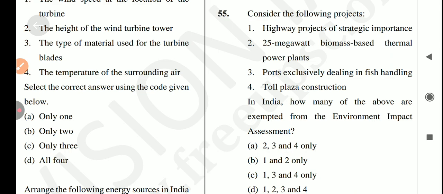Okay, and if we're talking about the environment impact assessment, it evaluates the likely environmental impact of a proposed project or development. This assessment also takes into account human health and socio-economic impact on the community living in the proposed project areas. And in 2022, the Ministry of Environment, Forest and Climate Change notified an amendment to the environment impact assessment rules.